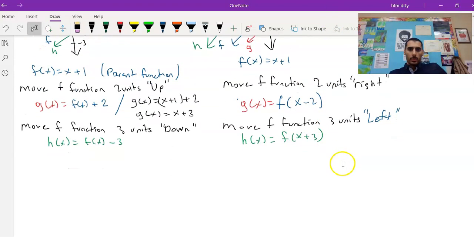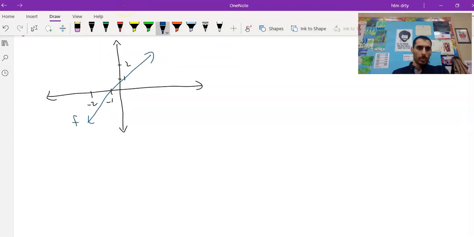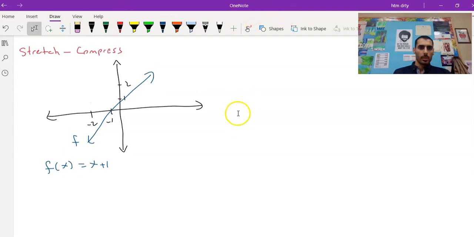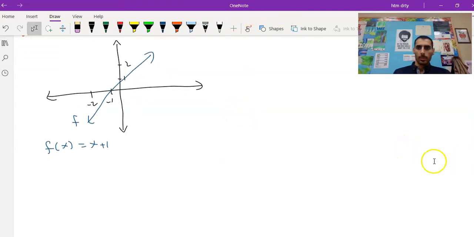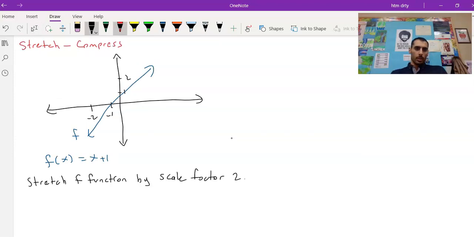Let's move on to the next one. This time we say stretch and compress. And this is the last one. Here's our parent function. Let's say we have the same function, f(x) equals x plus 1, same as the others. And now let's stretch this function by scale factor 2 and see what's going to happen.